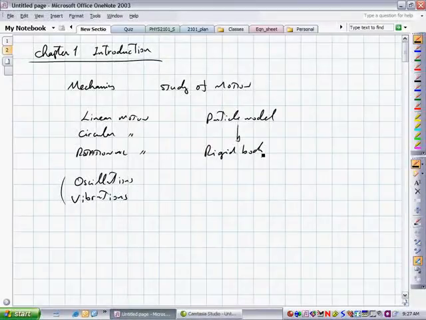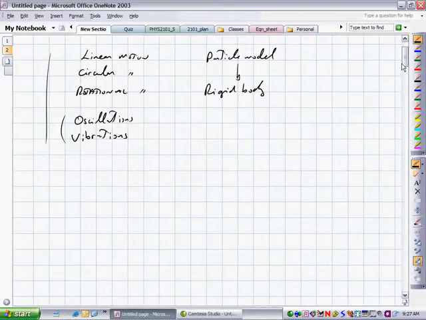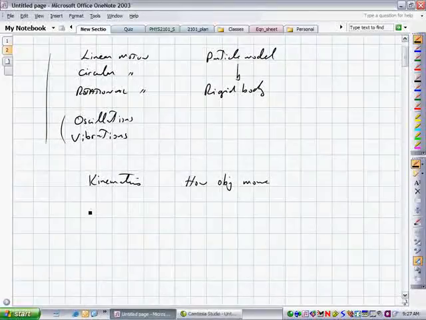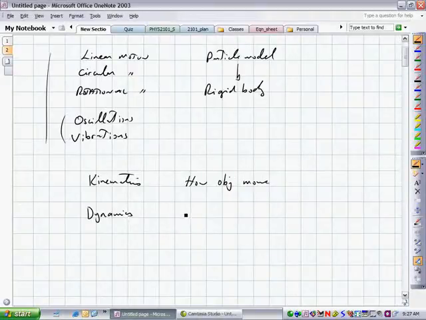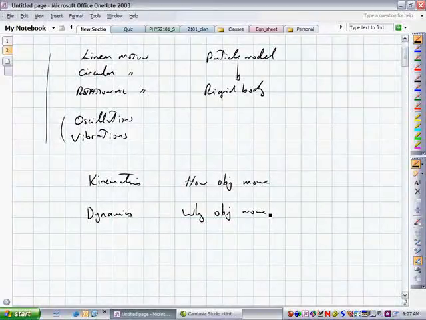Now, with each one of these sections, there will be two main subsections. The first subsection is kinematics, and kinematics is a mathematical description of motion. Kinematics describes how objects move, and dynamics describes why objects move in the particular way that they do.